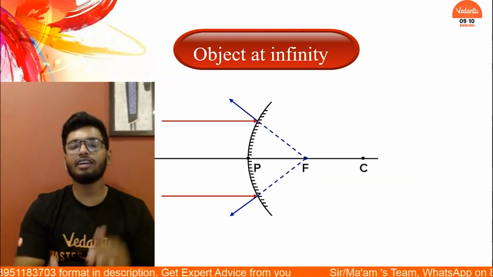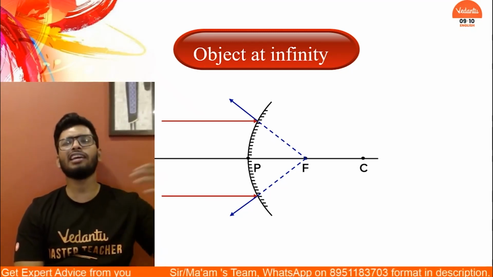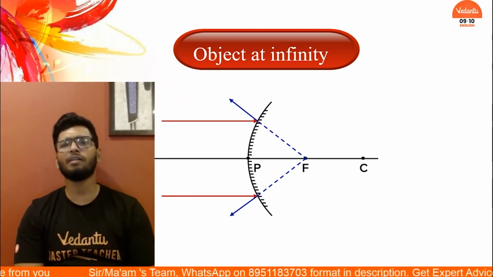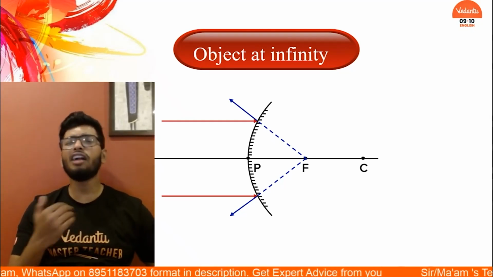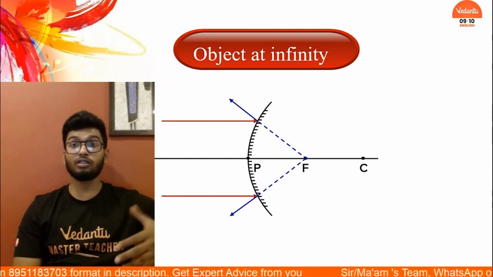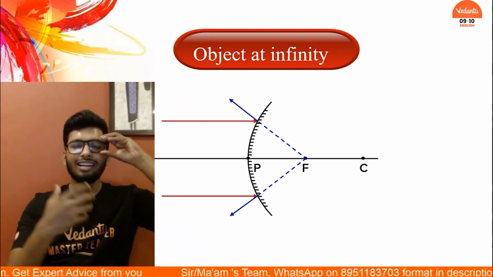The first ray diagram is this. If let's say you have an object which is kept at infinity, let's say you're talking about the sun. The sun is about 150 million kilometers away, right? It's about 150 million kilometers away, which is very far. So we can assume that sun is at infinity.